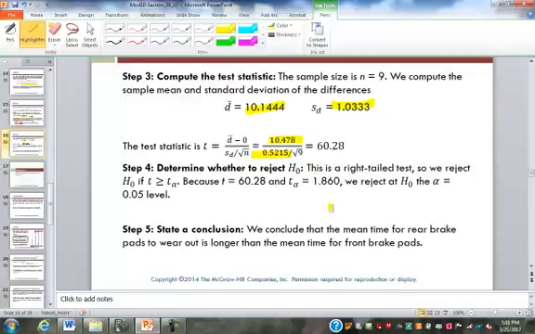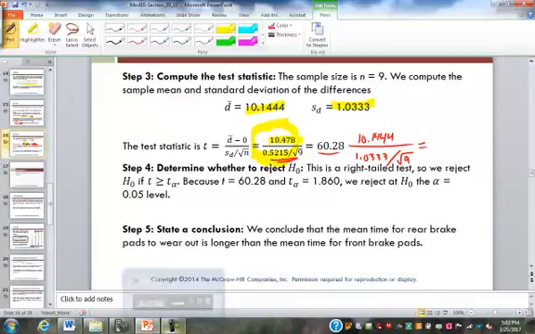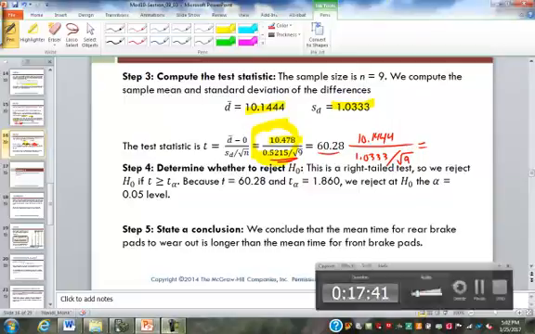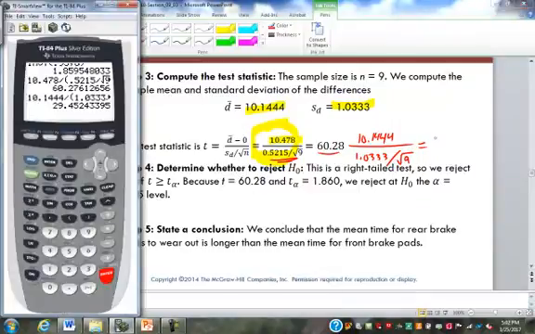Okay, so I'm not sure how they came up with these numbers that they put in here, but those are not the right numbers. It should be 10.1444 over 1.0333 divided by the square root of 9. I mean, they calculated the 60.28 did come from these numbers, but those are not correct. And if they divide that out, this should come out to 29.45.